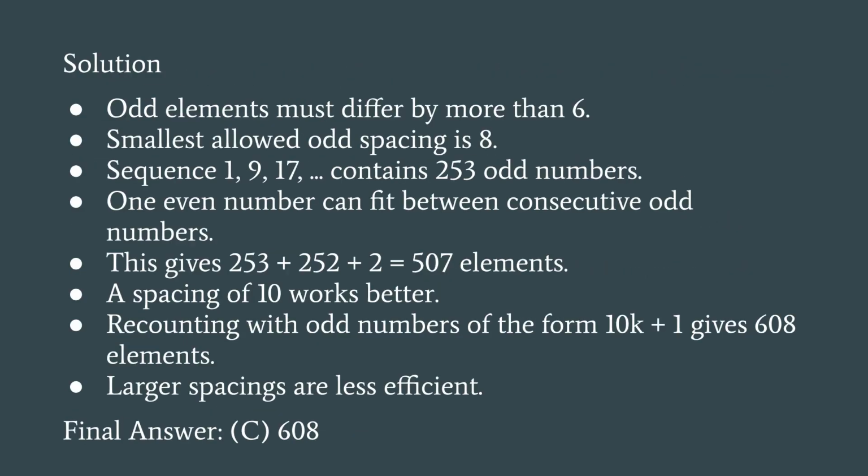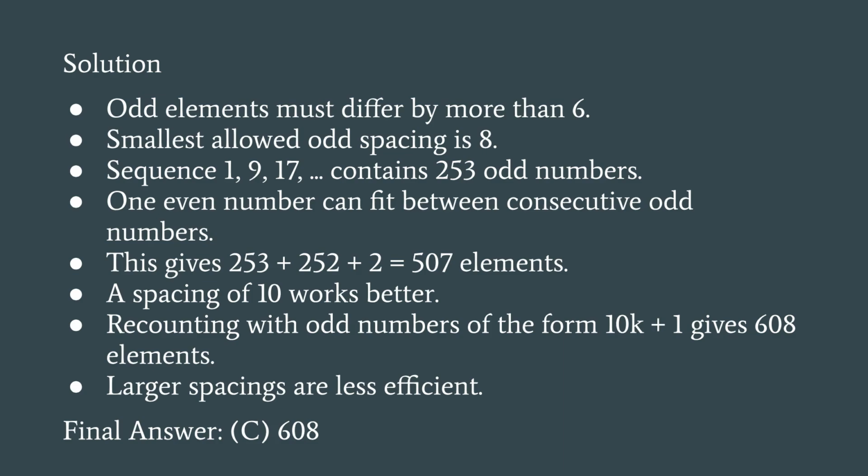The odd elements of S must be more than 6 apart, so the smallest possible spacing between consecutive elements that are odd is 8. To maximize the size of S, we can start with the sequence 1, 9, 17, 25, and further on, which consists of numbers of the form 8k plus 1. The largest odd number in this sequence that does not exceed 2024 is 2023. Solving 8k plus 1 equals 2023 gives k equals 252, so there are 253 odd numbers in the sequence.